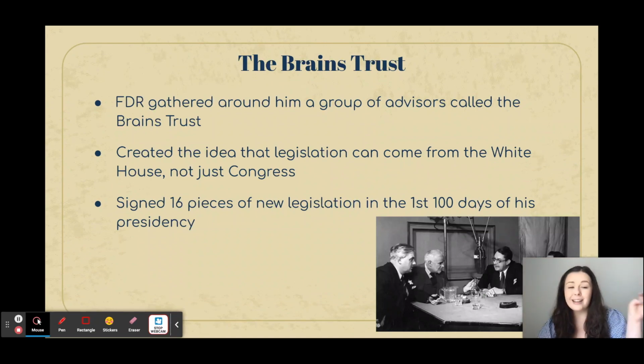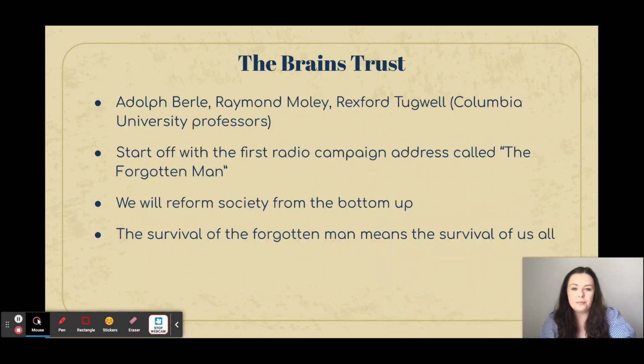So he's given us the opposite energy of Hoover, where Hoover's like, I'll try to get people to volunteer to give their money. This is like guns ablazing. Let's pass as many things as possible.